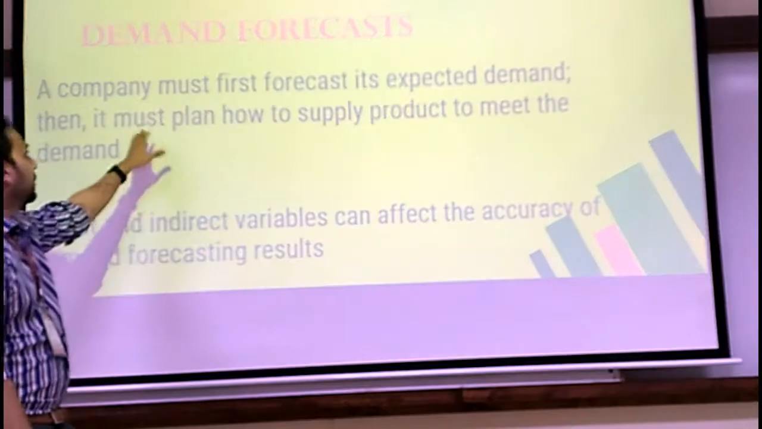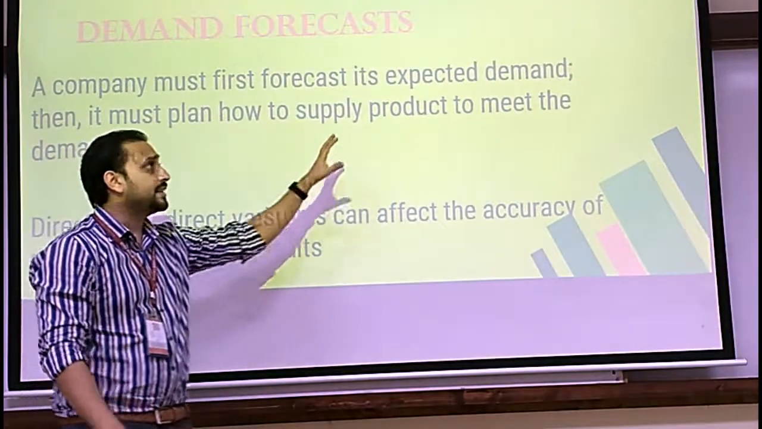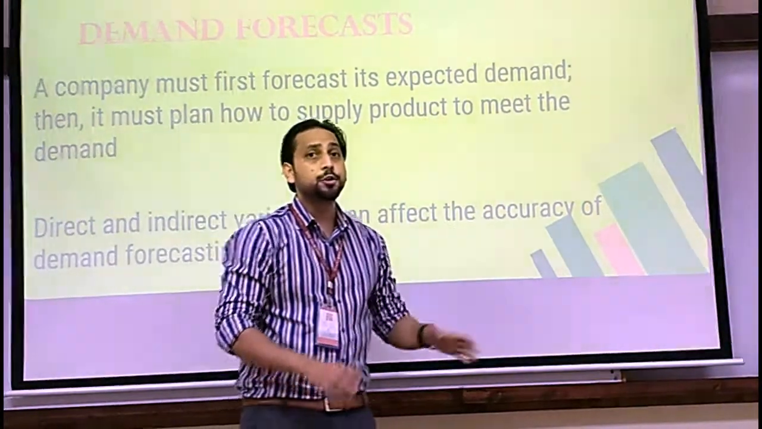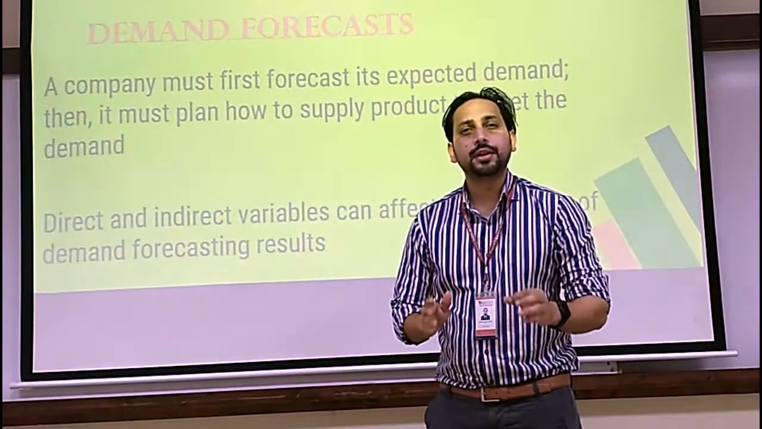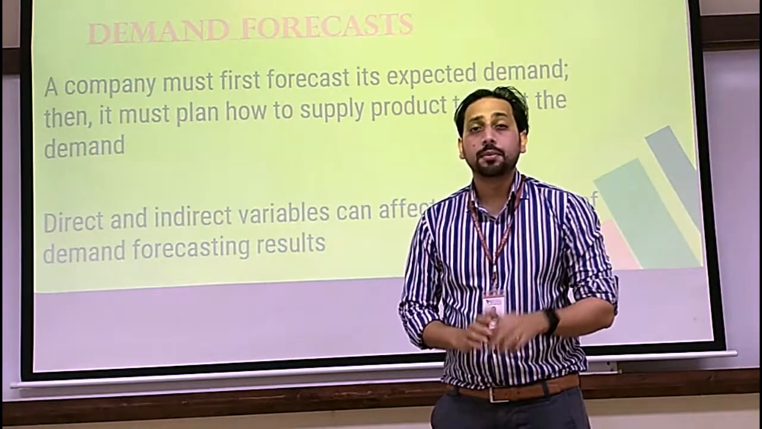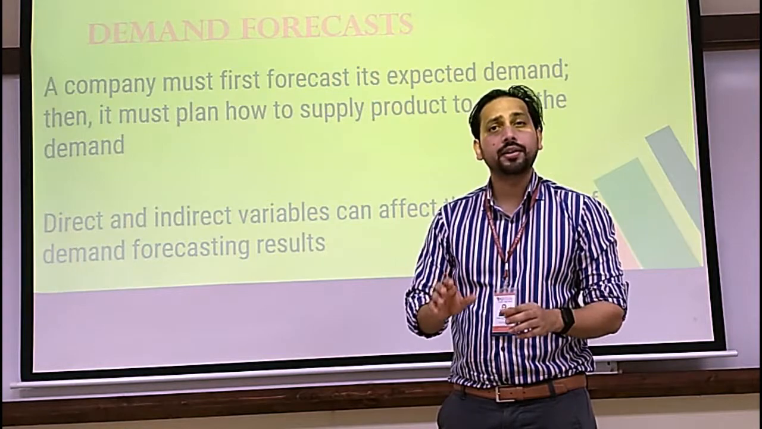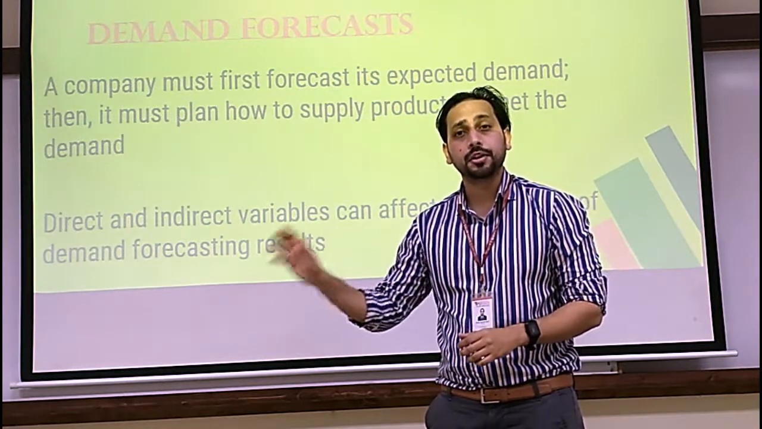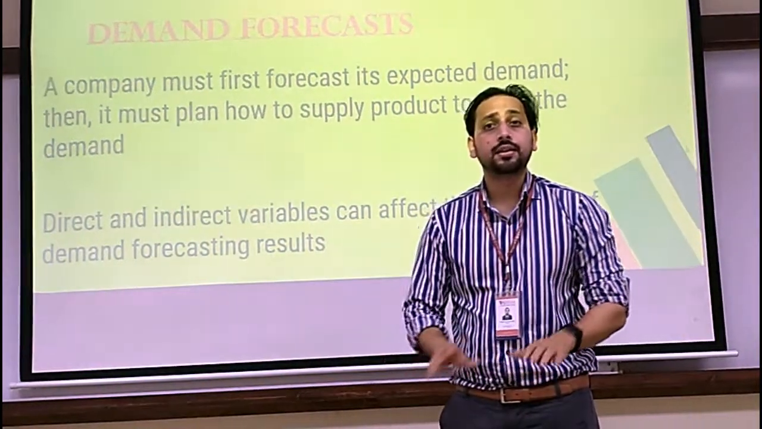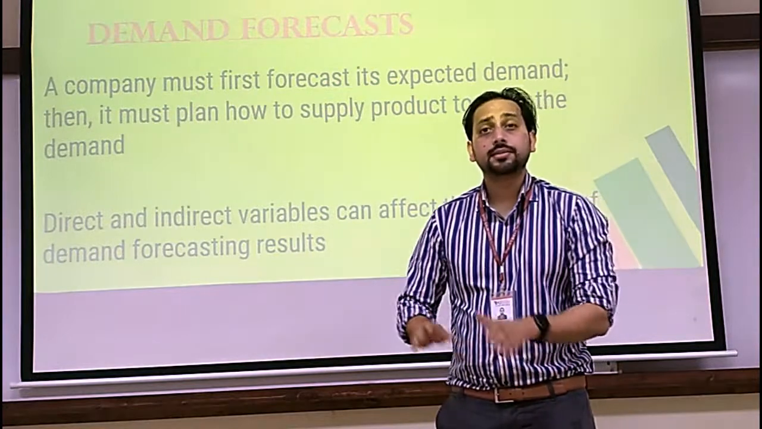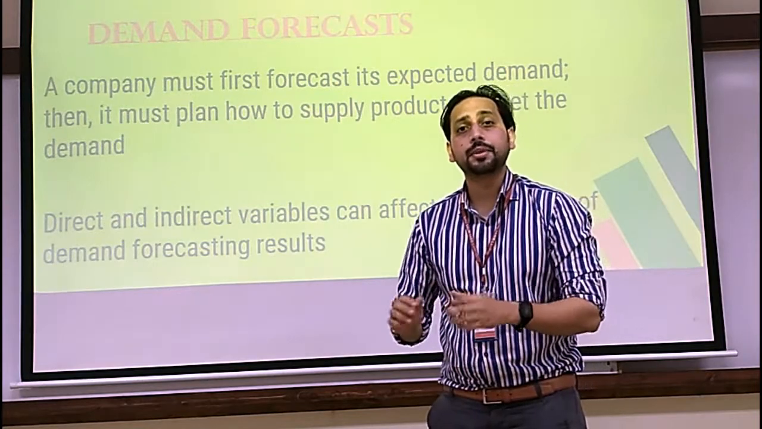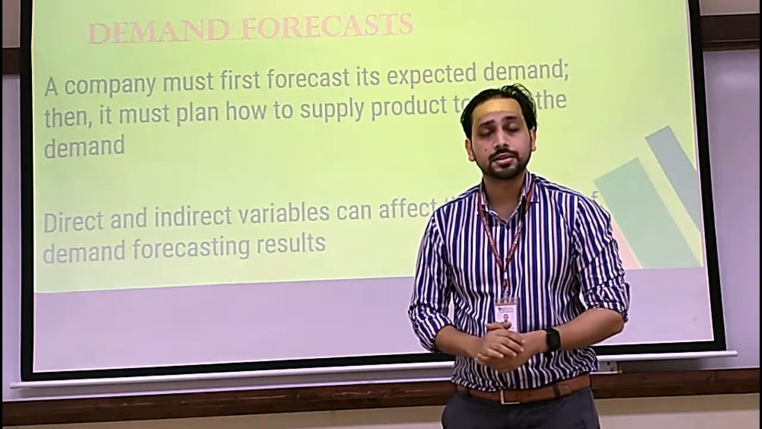So a company must first forecast its expected demand and then it must plan on how to supply product to meet the customer demand. The presence of direct and indirect variables can affect the accuracy of demand forecasting. Companies with stable demand can incorporate the variables that can have an impact on demand accuracy in their decision-making models to build a customer demand forecasting model. Whereas companies with higher variation in demand patterns use certain adaptive techniques to build a customer demand forecasting model.